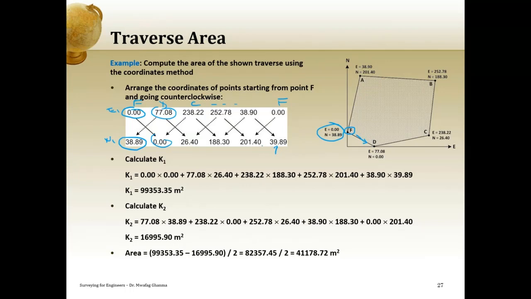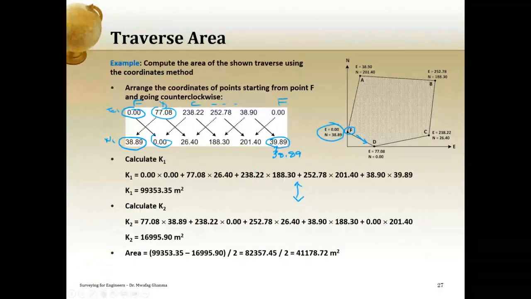This should be 38.89. The calculations are done using Excel, so the result is correct. But we have to double check. I've been using this example for years. This is the first time I see this blunder. All right, I will double check and fix this slide.